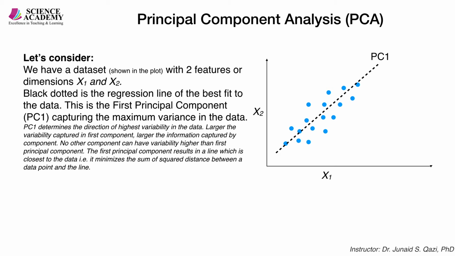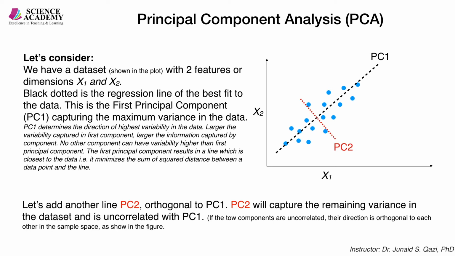The larger the variability captured in the first component, the larger the information captured by the component. No other component can have variability higher than the first principal component. So the first principal component results in a line which is closest to the data. That is, it minimizes the sum of squared distance between a data point and the line.